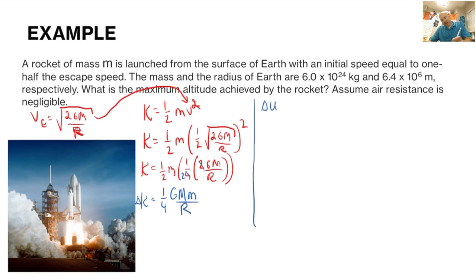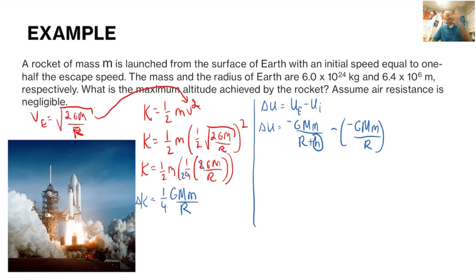Now we need to figure out the change in potential energy. So it's going to be final minus initial. Okay, so our final potential energy is going to be negative G big M little m over R plus H, right? And ultimately, this is what we're looking for. And then our initial potential energy is going to be negative G big M little m over R, because we're releasing it from the planet. Okay, so plus. So we know our change in potential energy: negative G big M little m over R plus H, plus G big M little m over R.